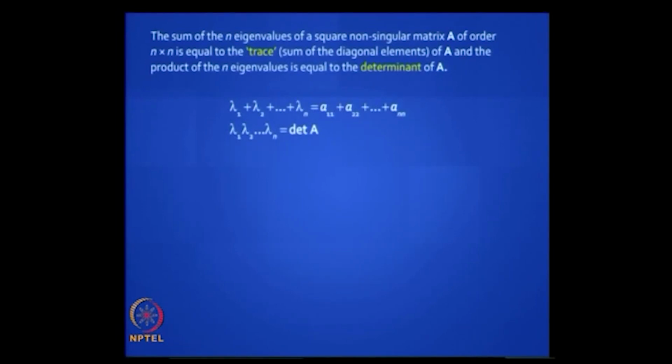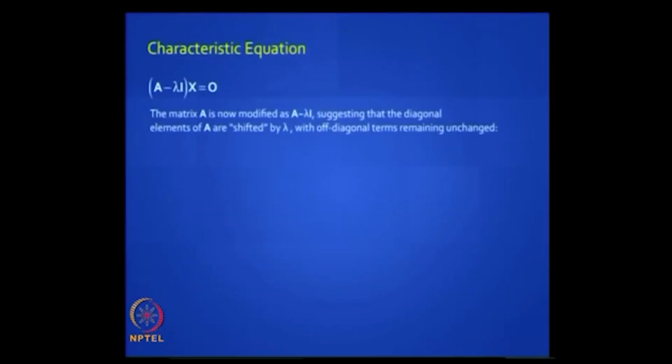There are some properties that I think you know. The sum of all the n eigenvalues of a square non-singular matrix A of order n by n, that means you have n eigenvalues, is equal to the trace, which is the sum of the diagonal elements of A, and the product directly gives you the determinant. So the properties of the matrix A are linked to the eigenvalues and the eigenvectors. So you can take a simple example. You can prove that these two properties are real.